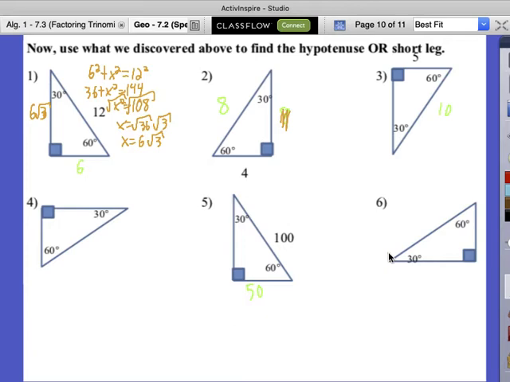Jocelyn, what's the missing length on number 2? My answer is x equals 2 times the square root of 12. Okay, we can simplify that even more. If you have 2 square root of 12, what's the perfect square factor of 12? 4 and 3. Yes, so it's 2 times the square root of 4 times 3, which is 2 times 2 square root of 3.